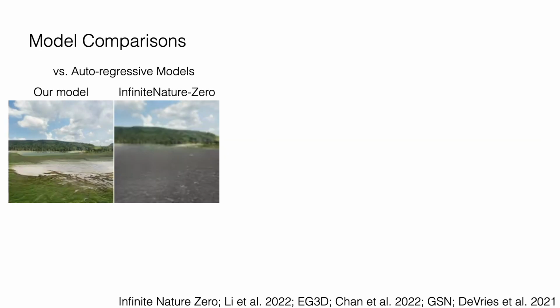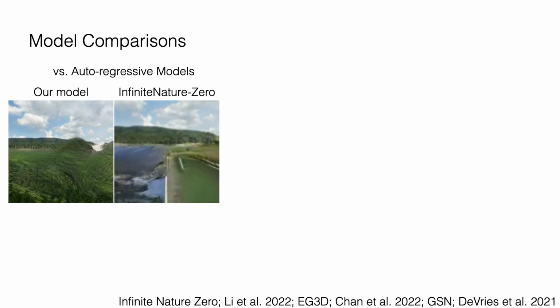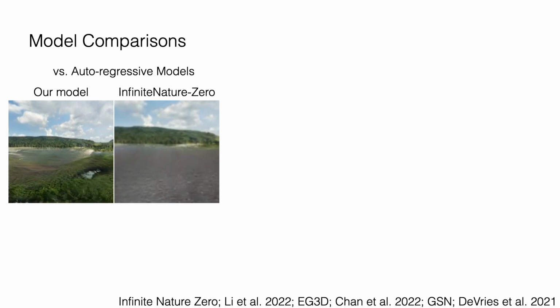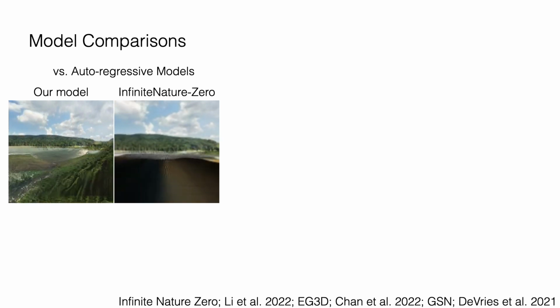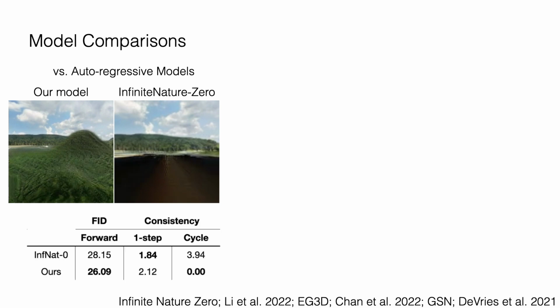To compare with prior approaches, here is a visual comparison with autoregressive models. These models are good at moving forward by repeatedly applying a prediction model, but they generate different content when moving backward. Quantitatively, our model performs better under long-range camera motions, and while a bit less smooth than Infinite Nature 0, it is fully cycle consistent.